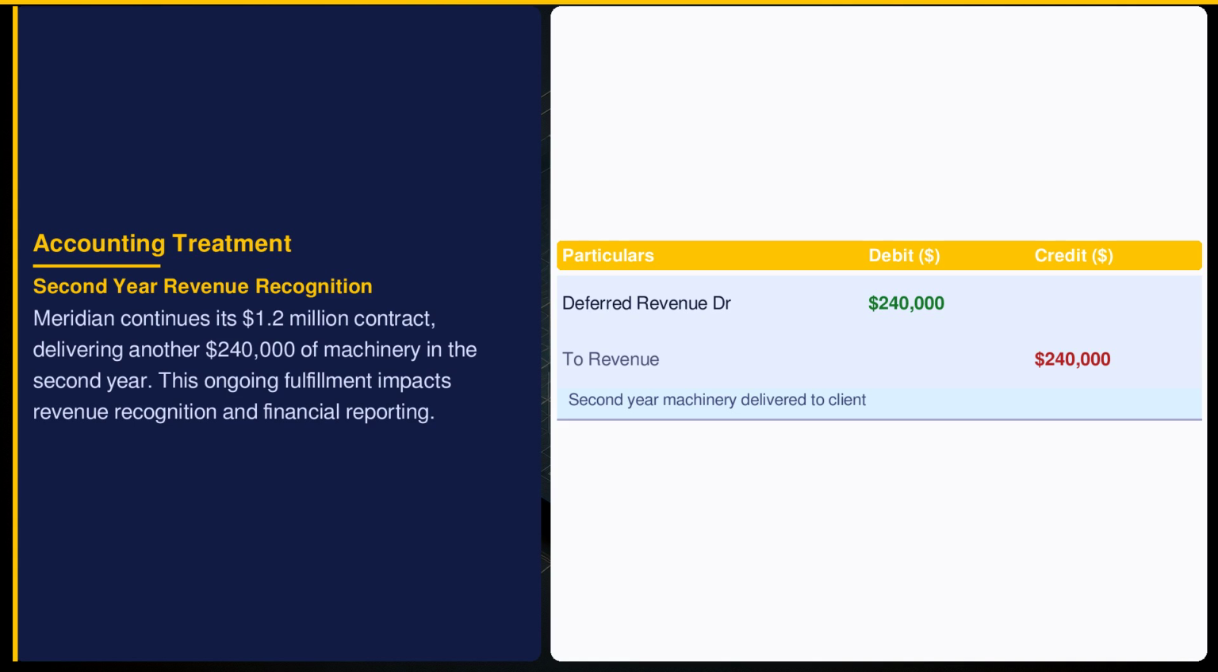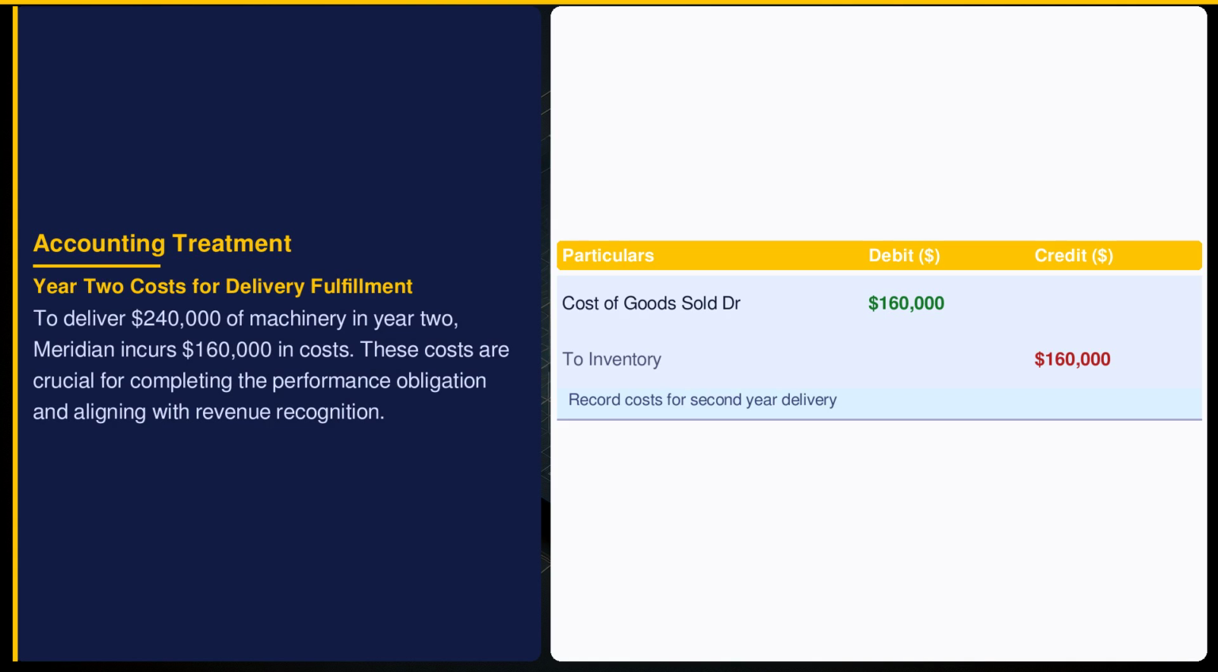Recording $160,000 in cost of goods sold ensures that expenses related to the second year's delivery are accurately matched with recognized revenue. This entry supports ASC 606's requirements, where expenses are incurred in alignment with the revenue recognition process, offering a true picture of profitability.